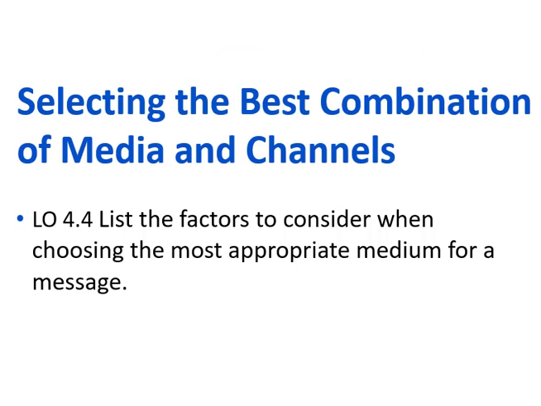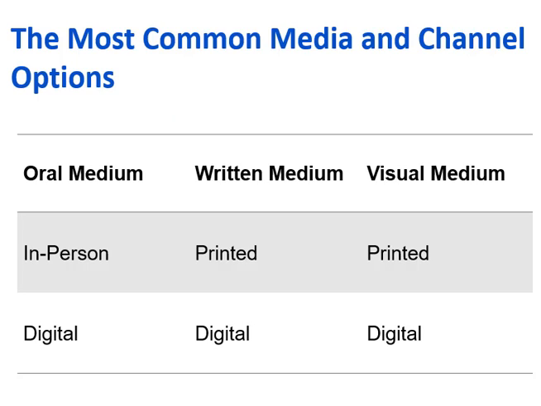Okay, so now we're going to move on to the next phase, which is selecting the best combination of media and channels. In other words, selecting the best manner in which to give this information over. So, what are the options to get information out there? I'm sorry, it could be oral, written, or visual. Oral meaning you're talking to somebody. Now, talking to somebody could be in person, it could be in front of a group of people, or it could be like a teleconference or a web conference or something to that effect.